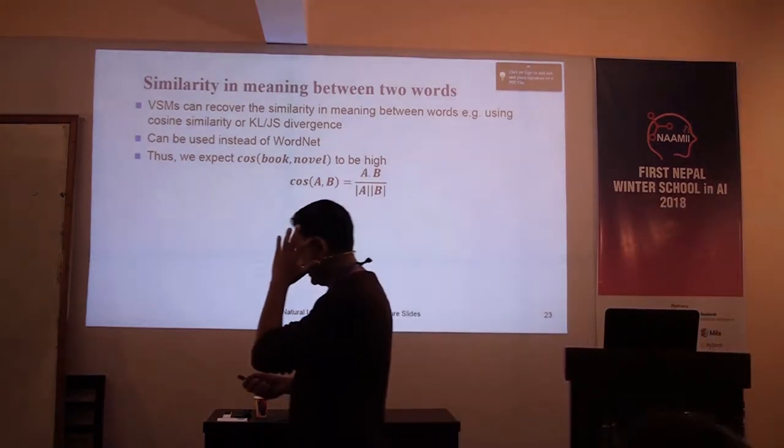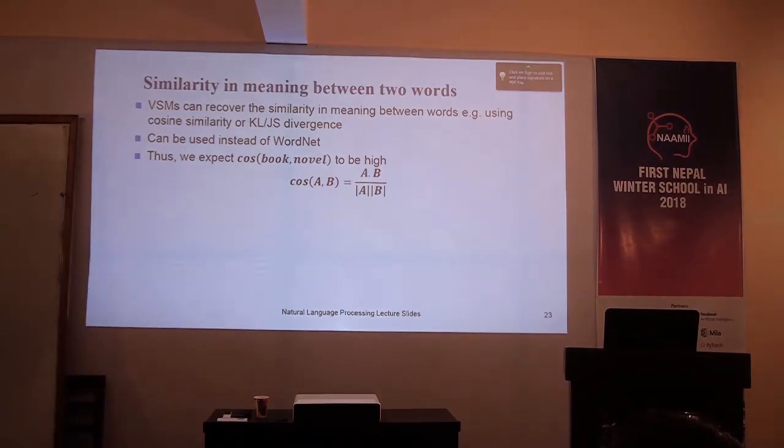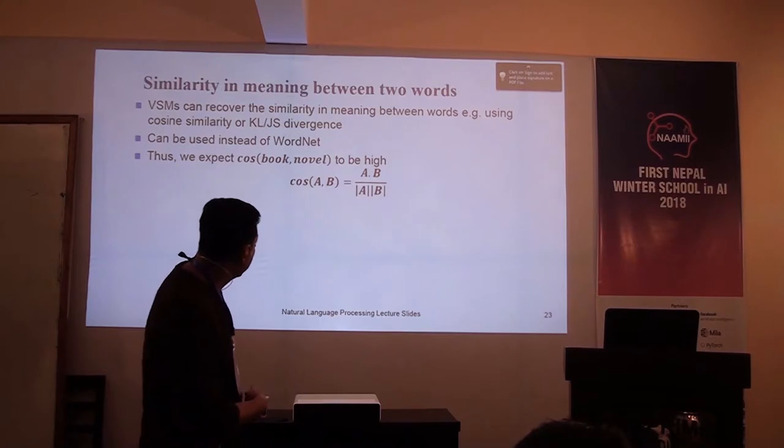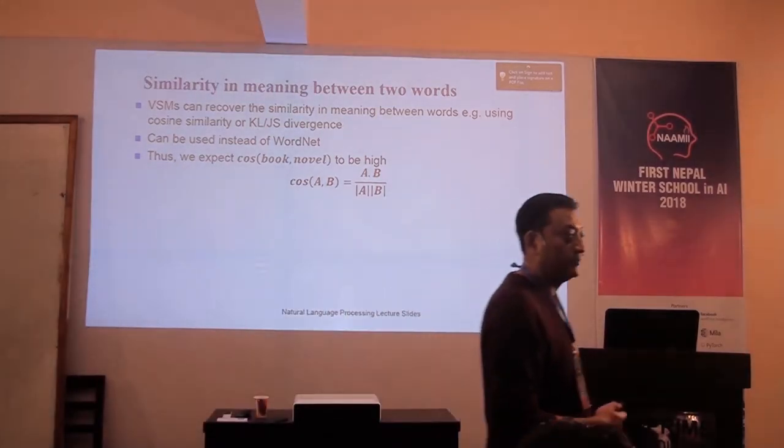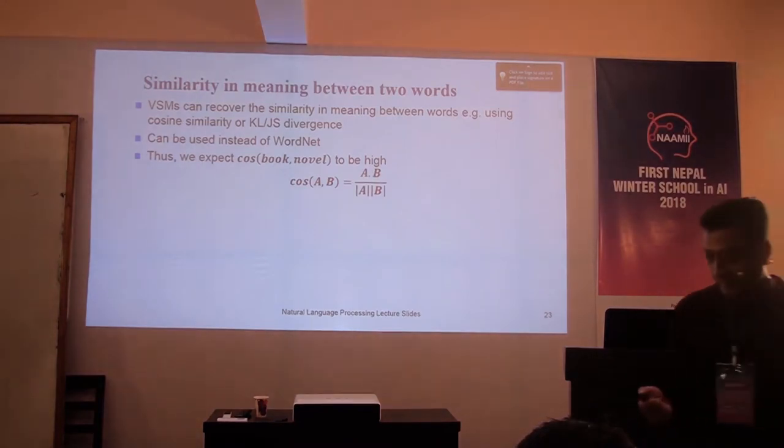However, we also note that VSMs can recover the similarity in meaning between words, for example, using cosine similarity or KL divergence that we looked at yesterday. So the key point is that you can use this instead of using a dictionary or a thesaurus such as WordNet. So we expect the cosine similarity between book and novel to be very high, right? And similarly, we would expect the cosine similarity, let's say, between book and hunting to be very, very low. Very good.